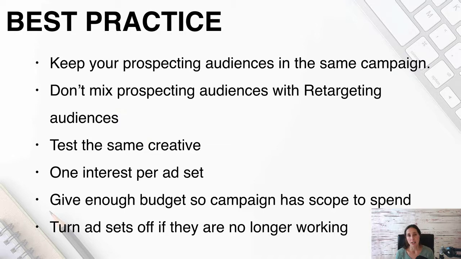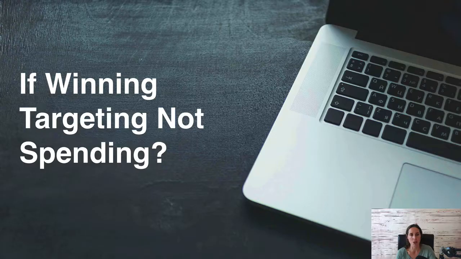You will need to give the CBO budget ample room to spend money. So let's say your target cost per lead is $10 and you're testing 4 different ad sets. I would give your CBO budget at least $40, maybe even $80, just to give it scope to spend money, so you can see what's working and what's not working. And obviously, turn ad sets off if they are no longer working. Those are the important things you've got to know about it.